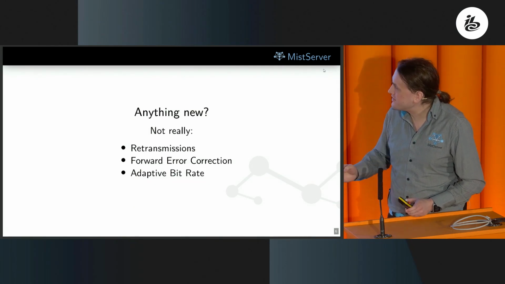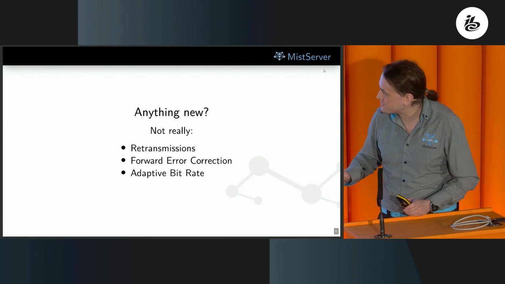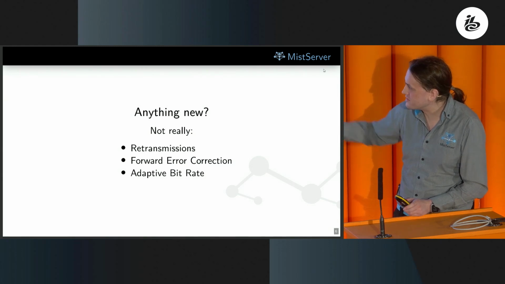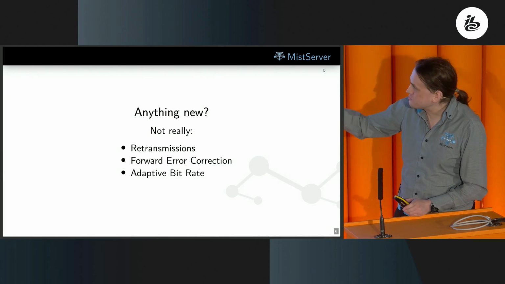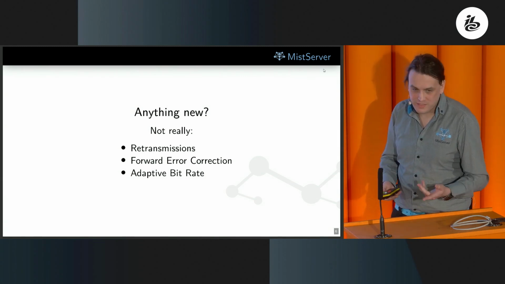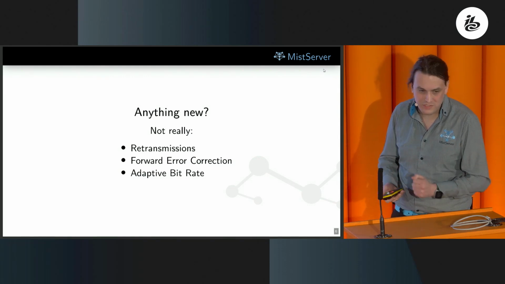Is there anything new in these either? Not really. I will go into detail on the next few slides, but all of them effectively do retransmissions, forward error correction, and adaptive bitrate. And retransmissions means that if a packet is missed during network transport, it is either automatically or semi-automatically retransmitted so that you can make up the missing data.